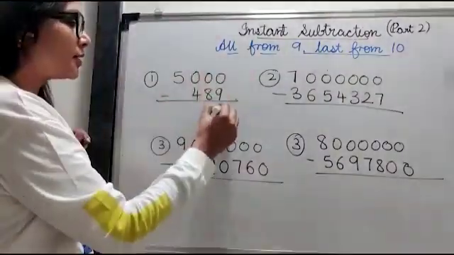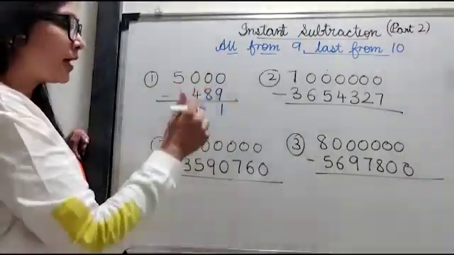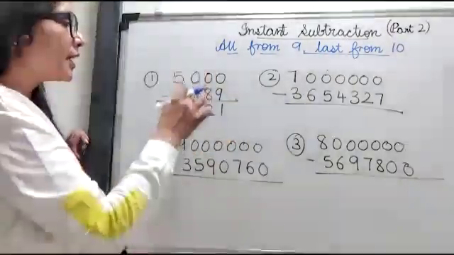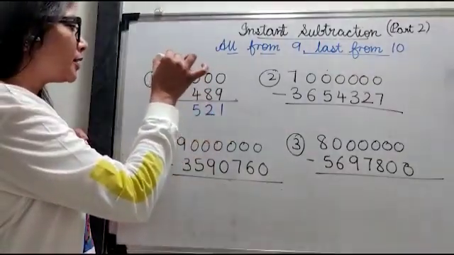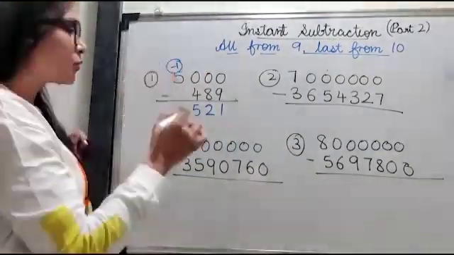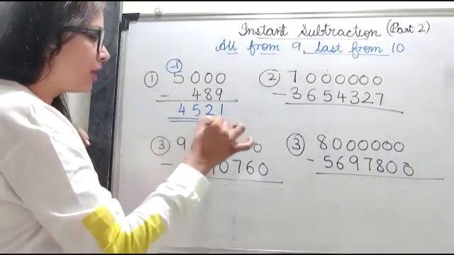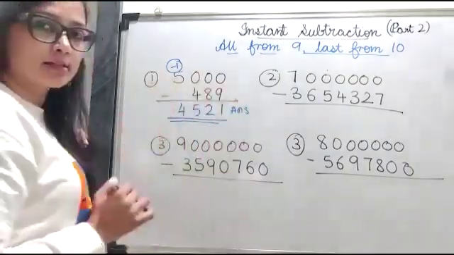So 10 minus 9 is 1. 9 minus 8 is 2. 9 minus 4 is 5. And as I said, preceding number minus 1. So 5 minus 1 is nothing but 4. And this is your answer.